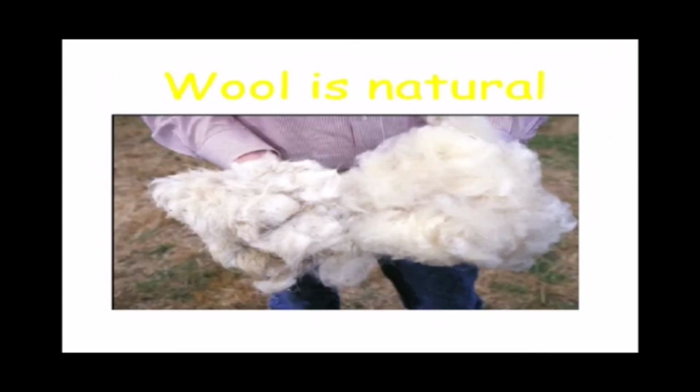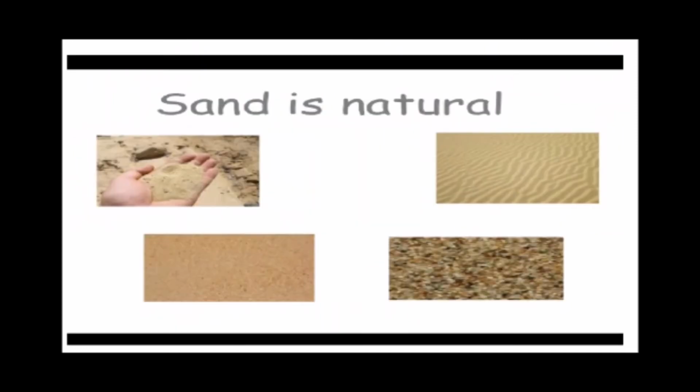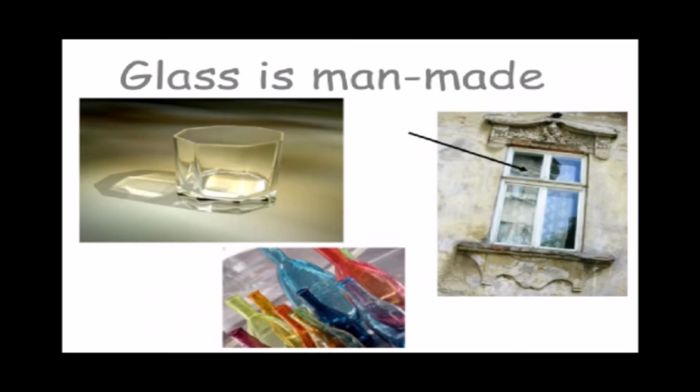Wool is natural, available in the environment or in the nature. But anything made of wool is man-made. Sand is naturally available in the nature, but glass is made from it.